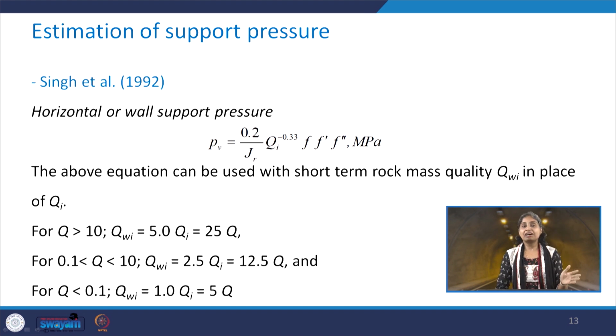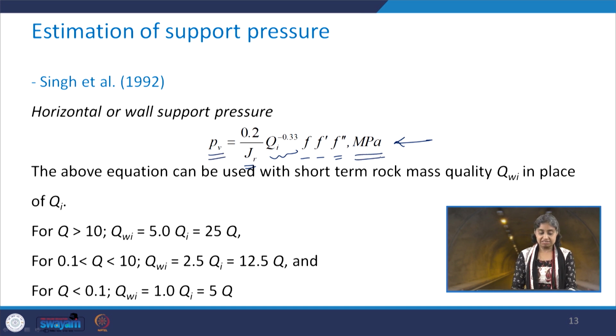So till now we learnt about the vertical or the roof support pressure, but when it comes to the horizontal or the wall support pressure, there also Singh et al. gave us the solution. We saw that as far as the vertical support pressure is concerned, you can use this expression: 0.2 upon JR, QI to the power minus 0.33, F into F prime and F double prime, and this support pressure will be in megapascal.